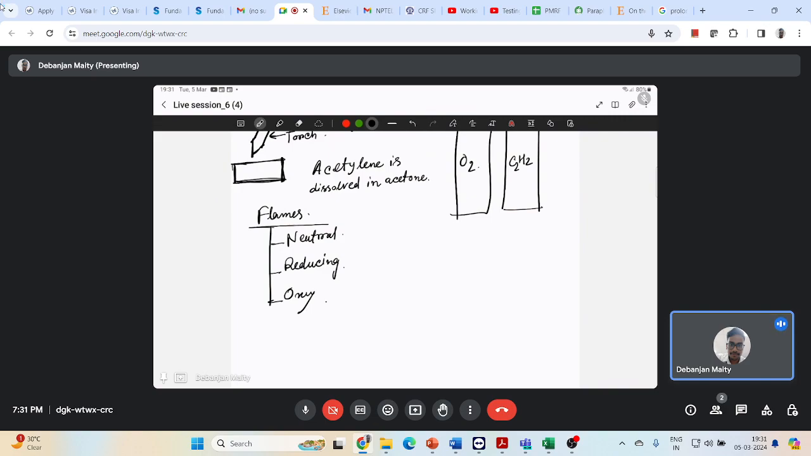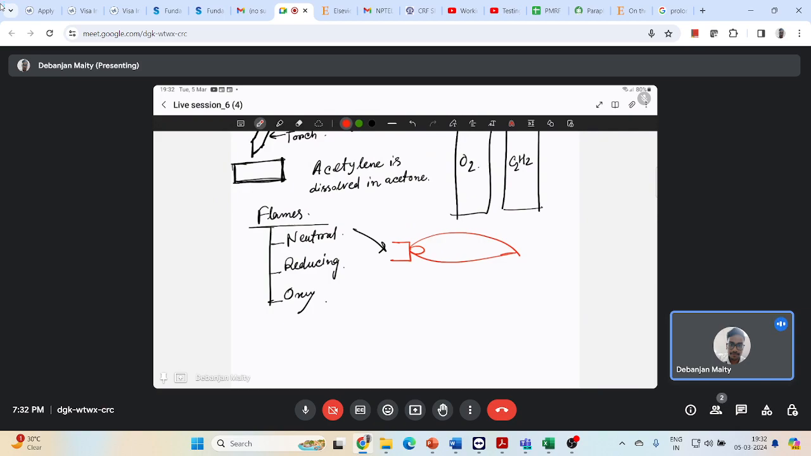So how will it look? Something like this. I am having a short inner core and a longer outer envelope, right? So that's how I can characterize a neutral flame. Now, the inner core is the area where the primary combustion takes place, through the chemical reaction between oxygen and acetylene, right? The heat of this reaction accounts for about two-thirds of the total heat generated.